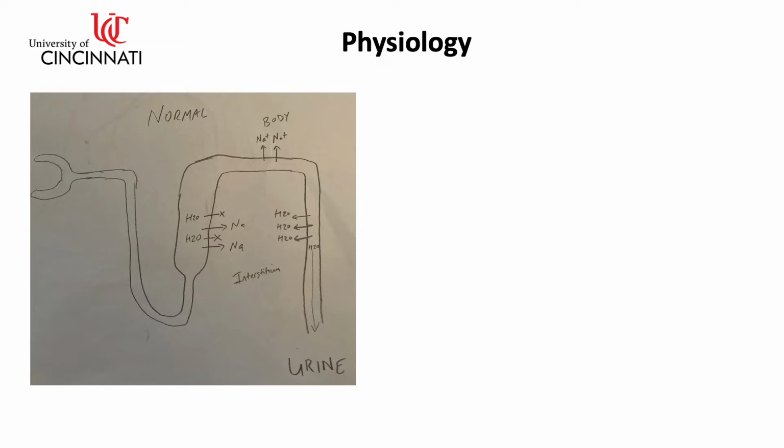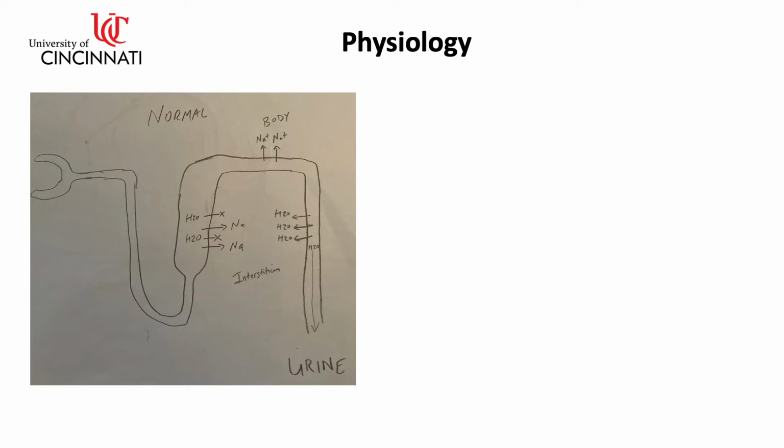Now, what happens in the ascending loop of Henle under normal circumstances is sodium is pumped from the tubule into the interstitium. Now, water loves to follow sodium, but in the ascending loop of Henle, water cannot follow the sodium. The reason that this is beneficial is we are going to make a very salty interstitium, which is very important, as I'll show you in just one second.